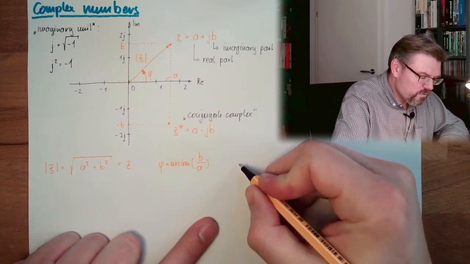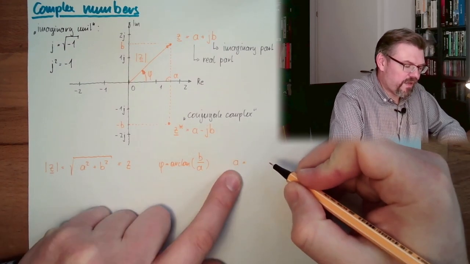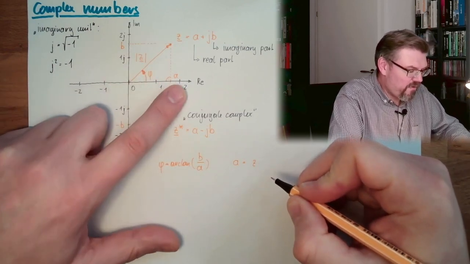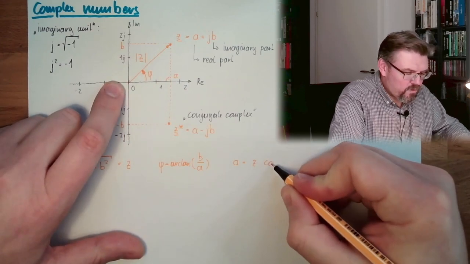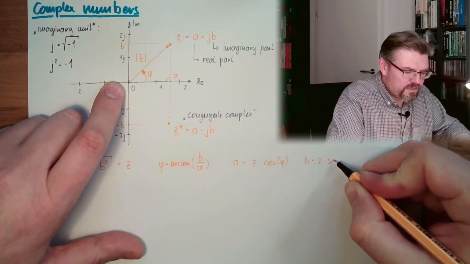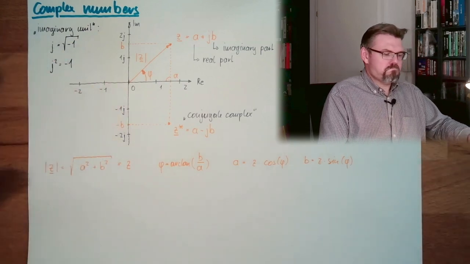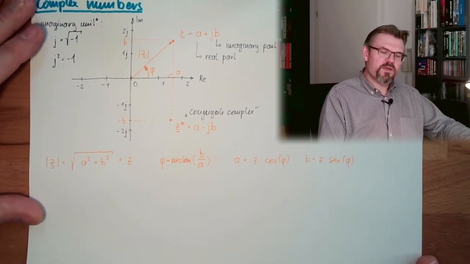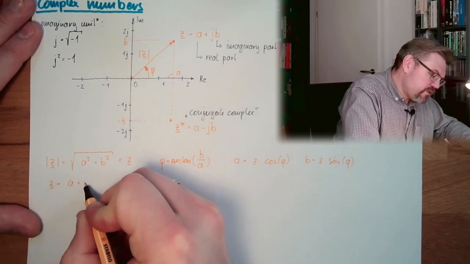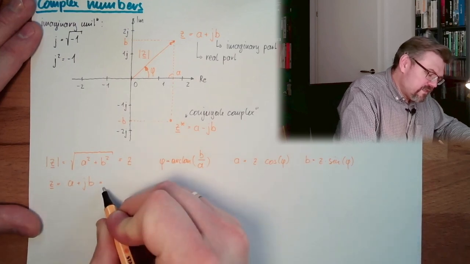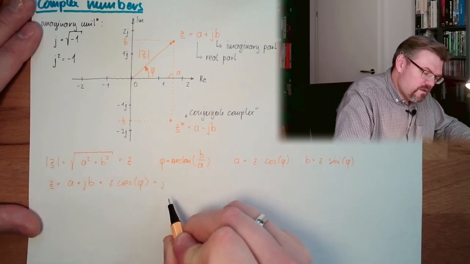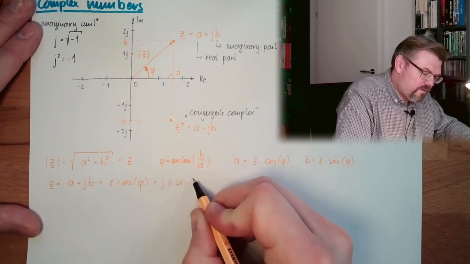And how to get from length and angle back to component? A is actually the length here, this is Z, multiplied by the adjacent, so we need the cosine of phi. And B equals Z multiplied by sine of phi. Trigonometry. So actually, if we have our Z equals A plus JB, we have here Z cosine from phi plus J Z sine from phi.